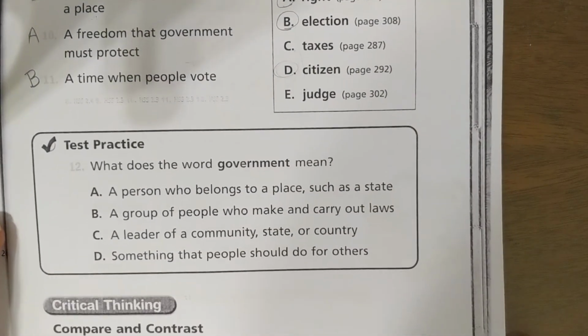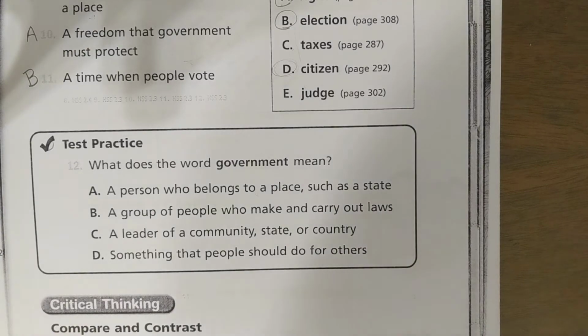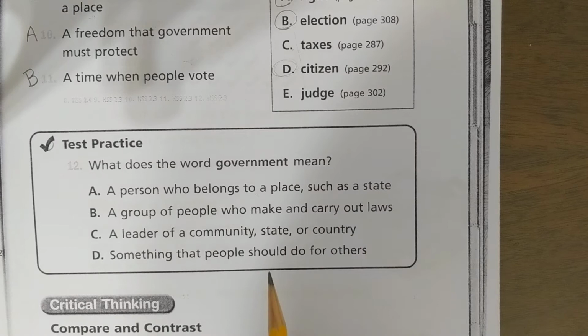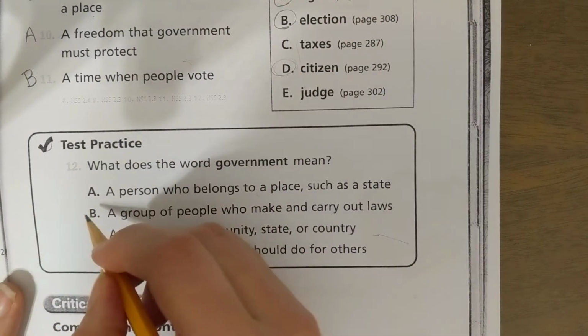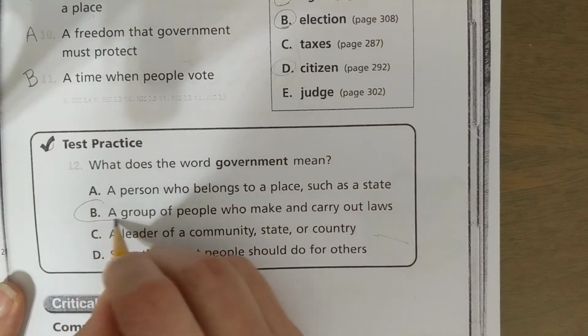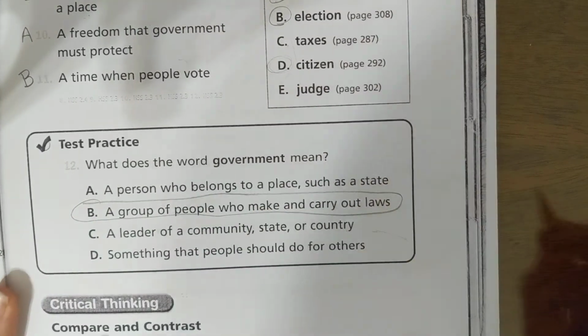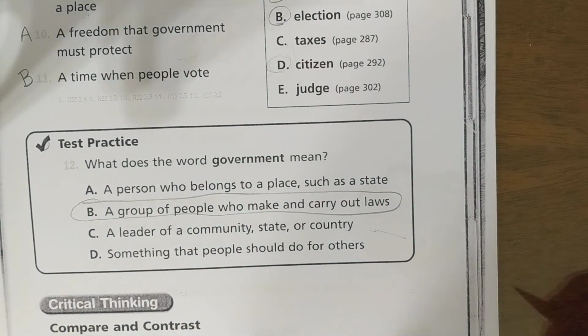Okay, what does the word government mean? A person who belongs? No, we learned that was citizen. A group of people who make and carry out laws. Yes, your government is a group of people that are carrying out the laws. They make the laws, they carry them out, they make sure everyone's following them.